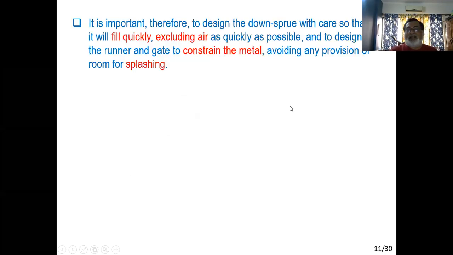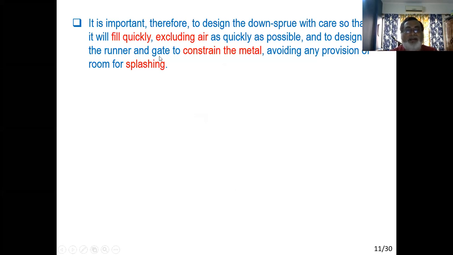Okay, so we are saying that the purpose of the gating system is to have a sprue and fill the liquid metal through the sprue in such a way that the sprue will be filled very quickly. There will be no air, so there will be no turbulence or gas entrapment. The sprue will be filled very quickly, so that there will be no air entry.